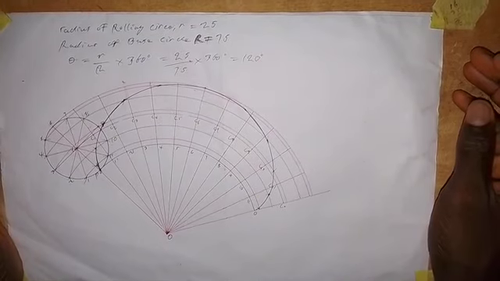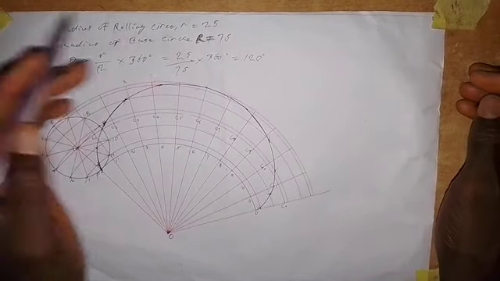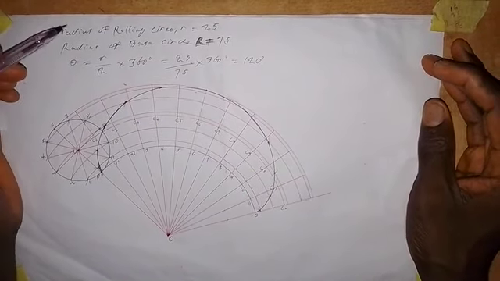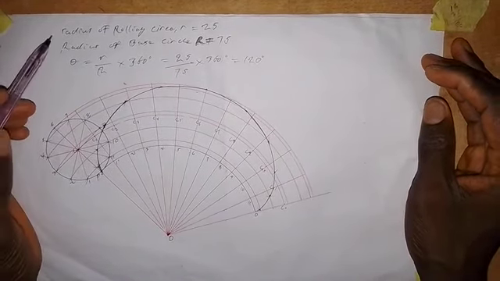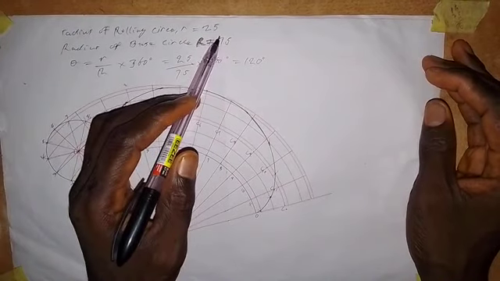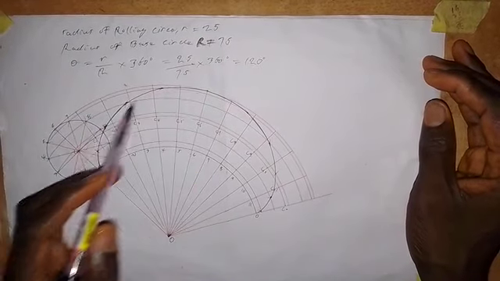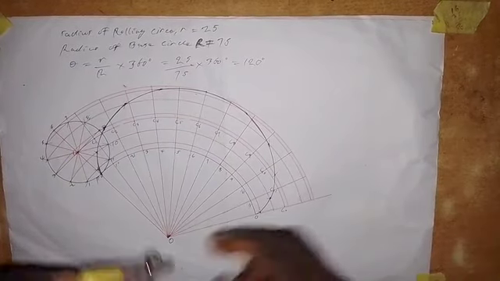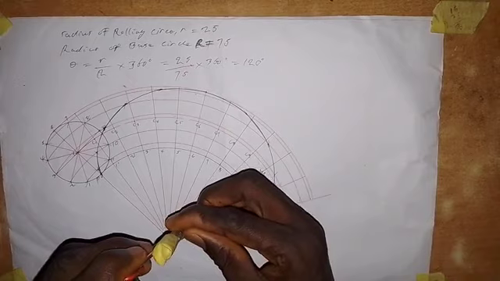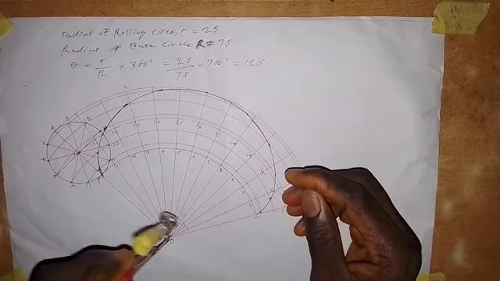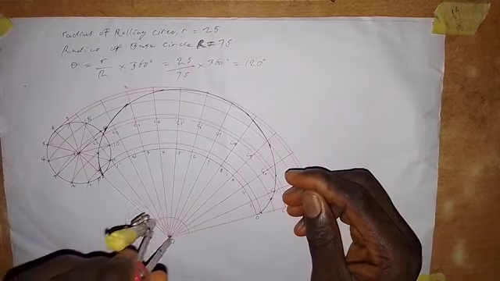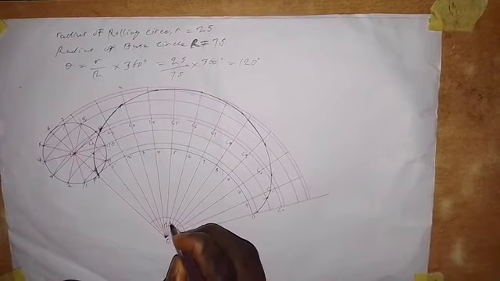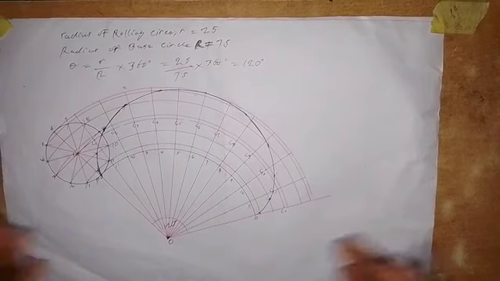This is how to construct an epicycloid with the given information that I said here. We need three things to get this epicycloid constructed. We need the radius of the rolling circle. We need the radius of the base circle. Then we need this angle, from here to here, the angle we are talking about. And this angle based on our calculation is 120 degrees. So it's as simple as I've done it here.